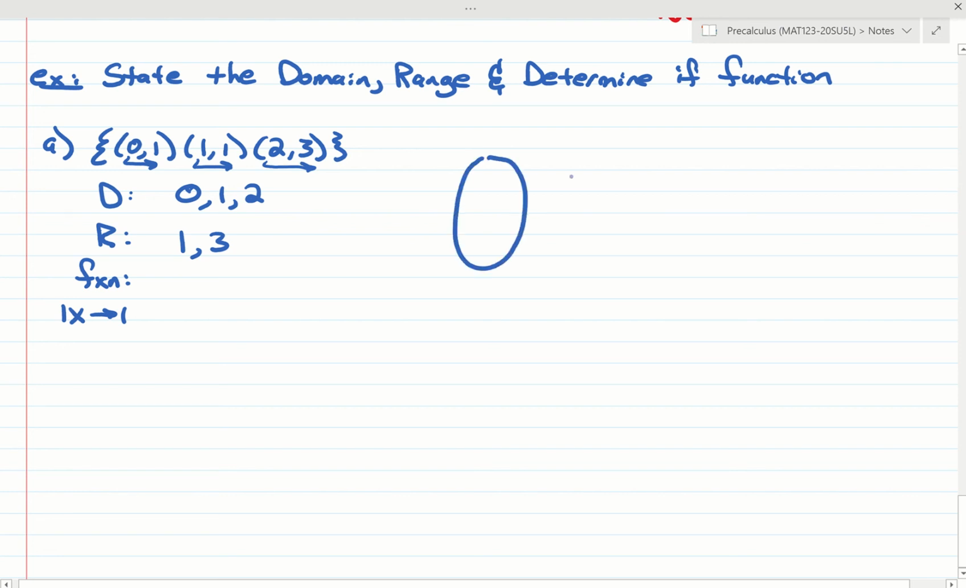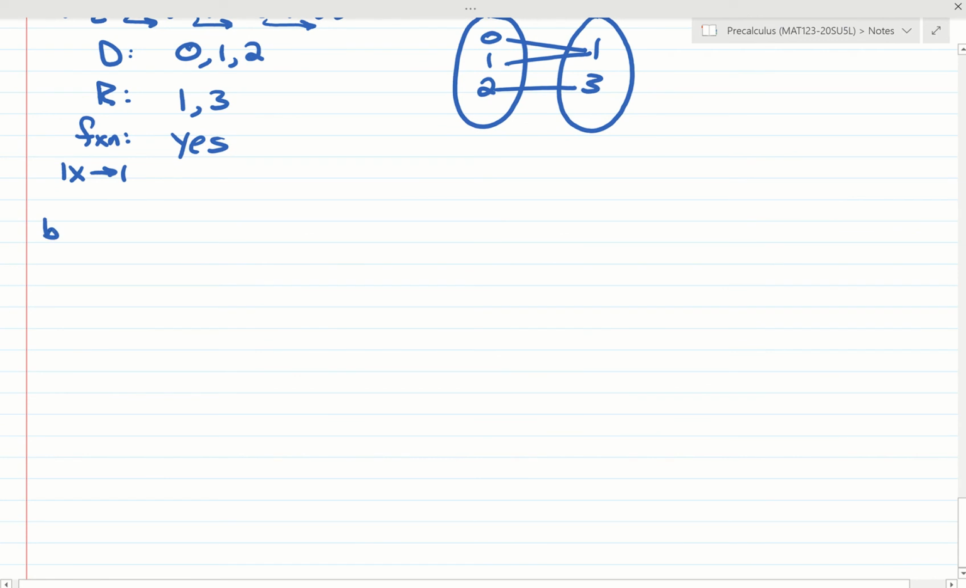If we were to see this, maybe in a mapping diagram, draw the domain, we'll draw the range. All the x values are only allowed to go to one y value. So 0 only goes to 1. 1 only goes to 1. 2 goes to 3. So the answer is yes, this is a function. What if we had a problem like this? Let's say we had (2, 1), (3, 2), and (2, 5).